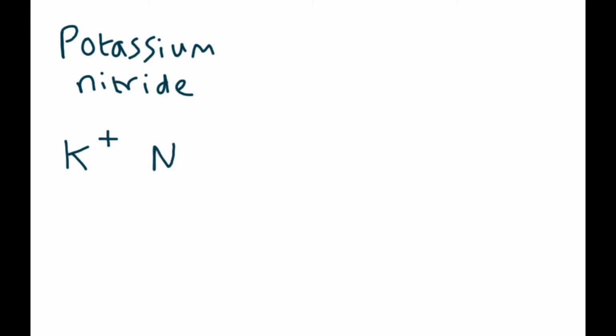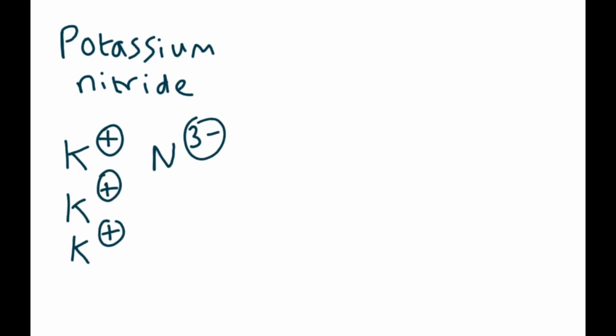Nitrogen is in group 5, so that is 3-. In order to have 0 charge, we're going to need 3 potassiums, K+, like that, and 3-. So overall, we've got 3 potassiums and 1 nitrogen.